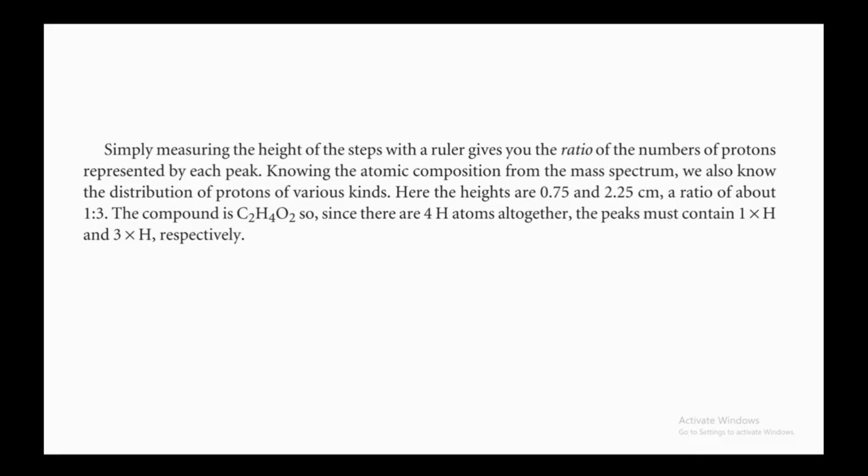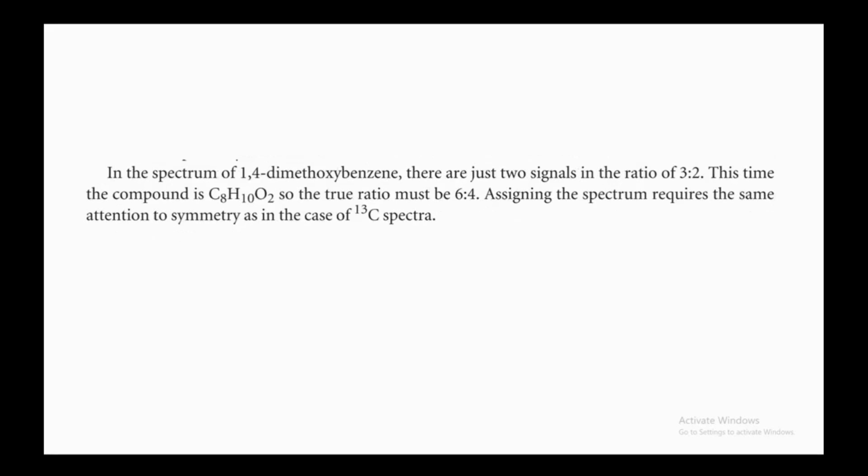Knowing the atomic composition from the mass spectrum, we also know the distribution of protons of various kinds. Here the heights are 0.75 and 2.25 centimeter, a ratio of about 1:3. The compound is C2H4O2. Since there are 4 hydrogen atoms altogether, the peaks must contain 1 hydrogen and 3 hydrogens respectively. That's how we do structure elucidation in proton NMR spectroscopy, and this is how integration helps us understand how many protons correspond to a particular peak.